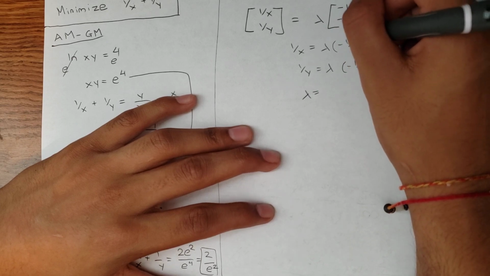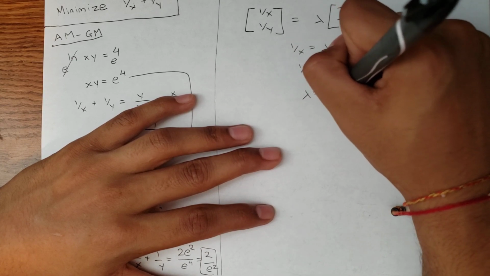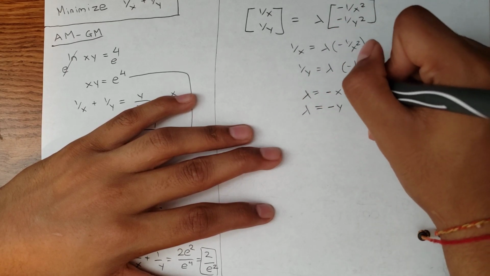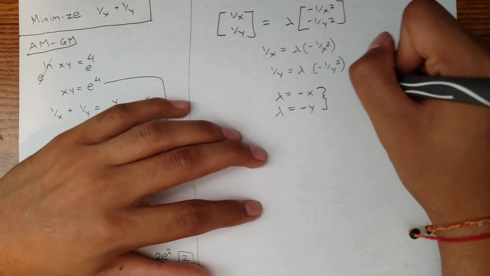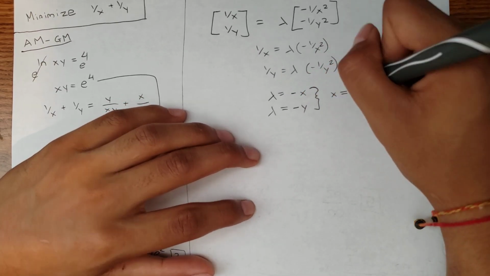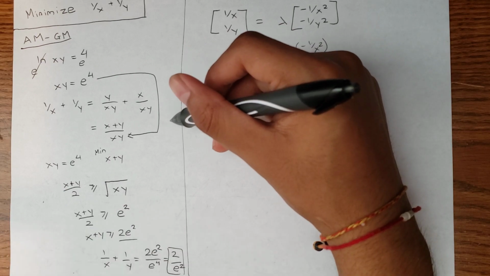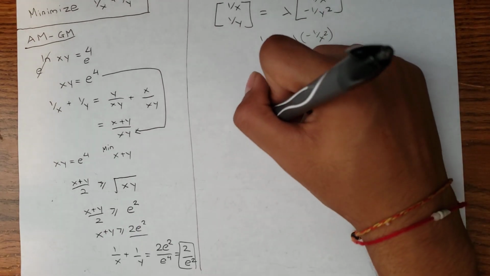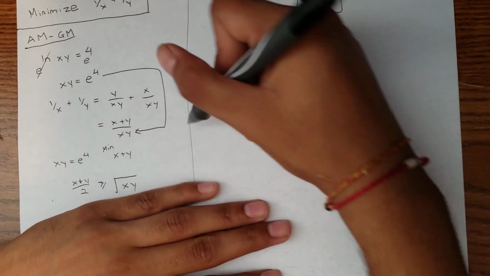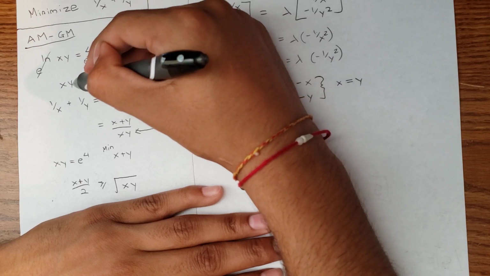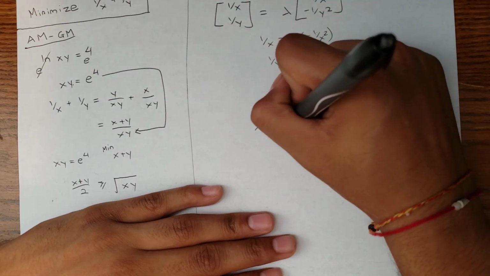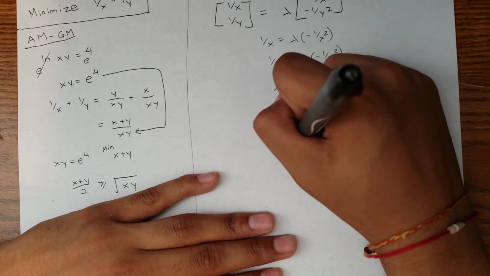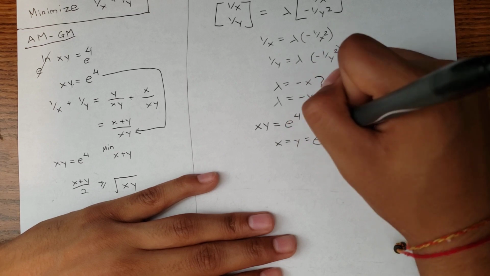if we multiply both sides by negative x squared, we'll get lambda equals negative x. Here we'll get lambda equals negative y, which reveals something about the values of x and y, and it's that they're equal, which we sort of have to naturally assume using AM-GM, but here we make it more explicit. So if we solve for xy as we did here, we get that xy equals e to the power of 4, and x and y are equal, so x and y are equal to e squared.